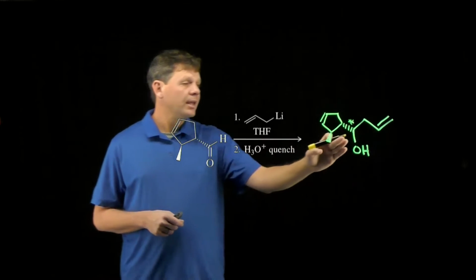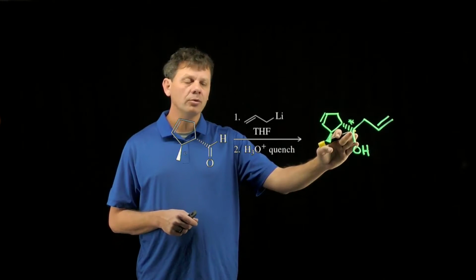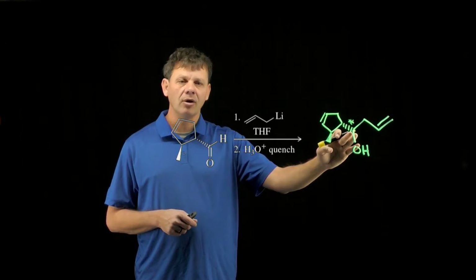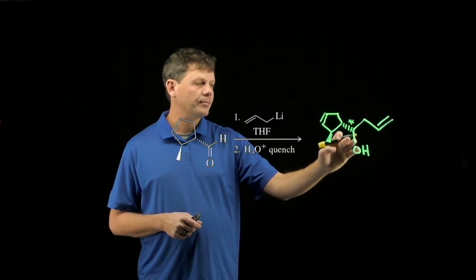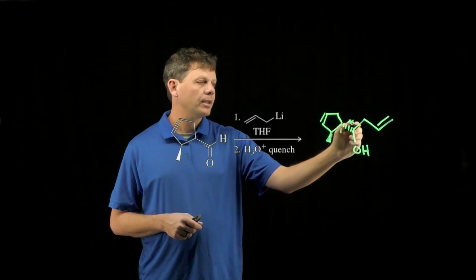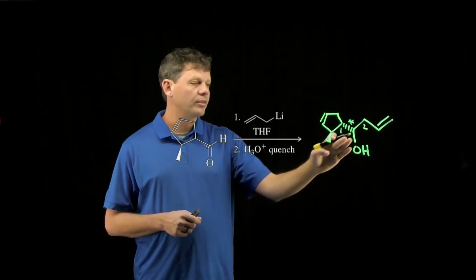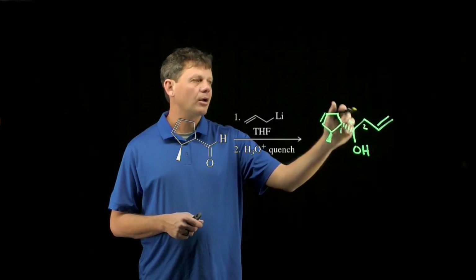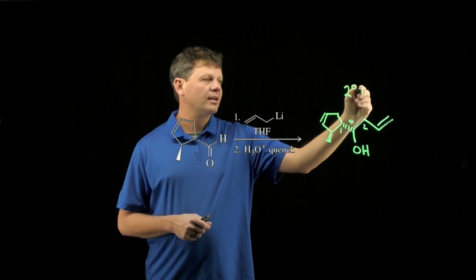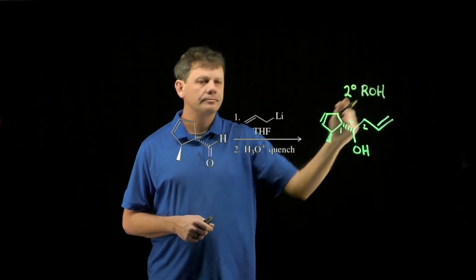What is relevant is that the alcohol that we've produced here is a secondary alcohol. How do we know? Because the carbon that has the hydroxyl group present is attached to two carbons. So this carbon with the hydroxyl is attached to one carbon and a second carbon. That makes it a secondary alcohol.